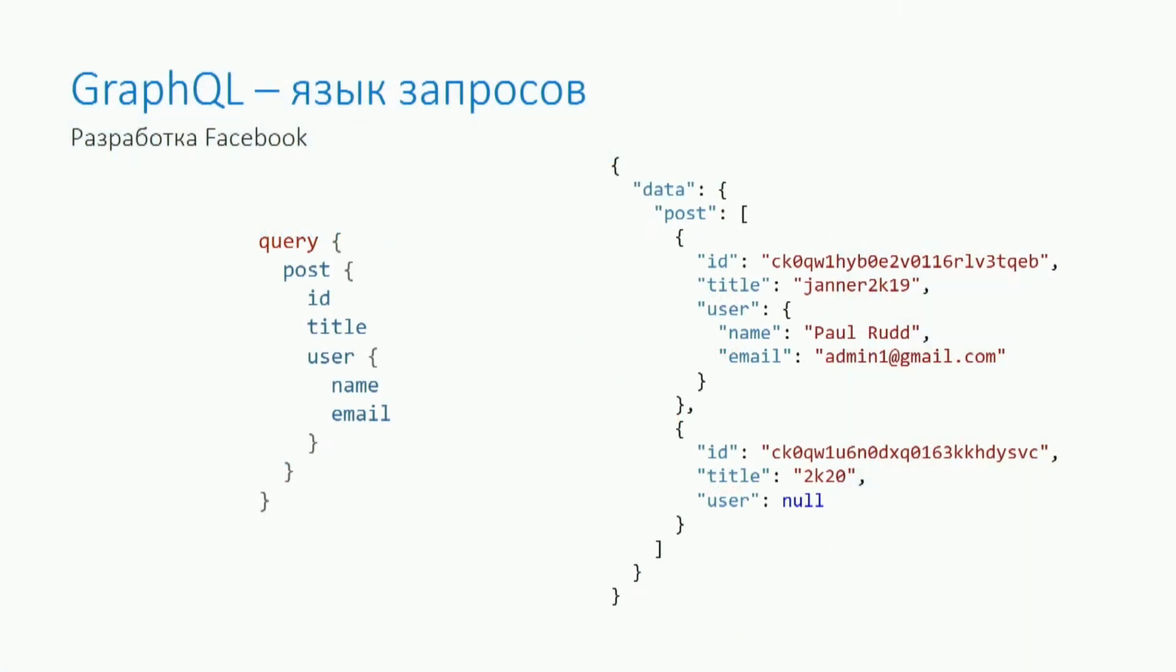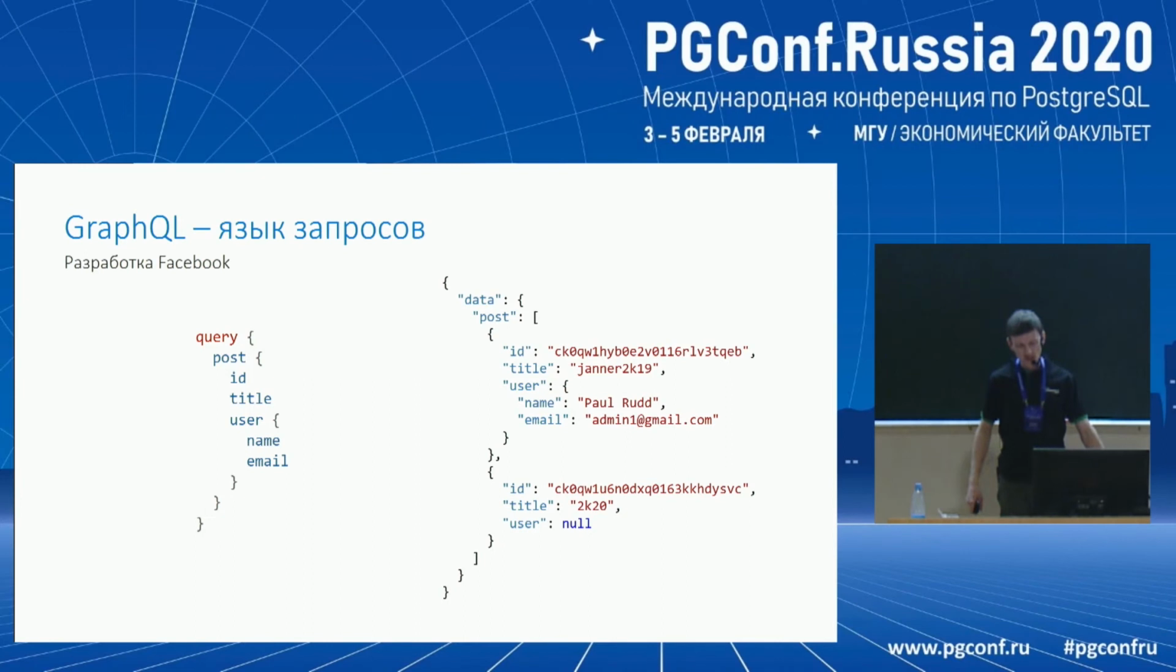GraphQL is a query language invented at Facebook. Probably there were not enough languages for queries, so they invented one more. On the left-hand side is the query, on the right-hand side is the answer. The query structure is similar to the structure of the received data. Data may be any data, but if we use a relational database, the objects, the posts and users in our case, correspond to database tables, and fields are database table columns.